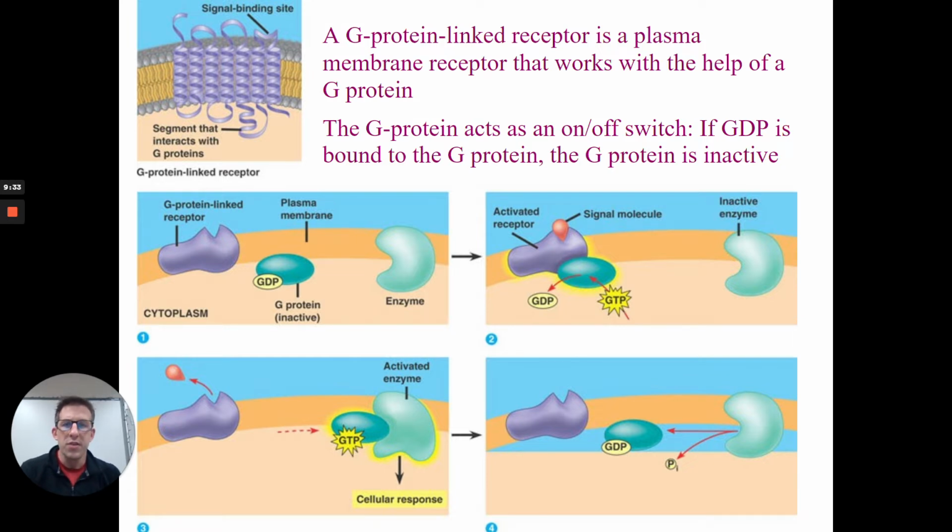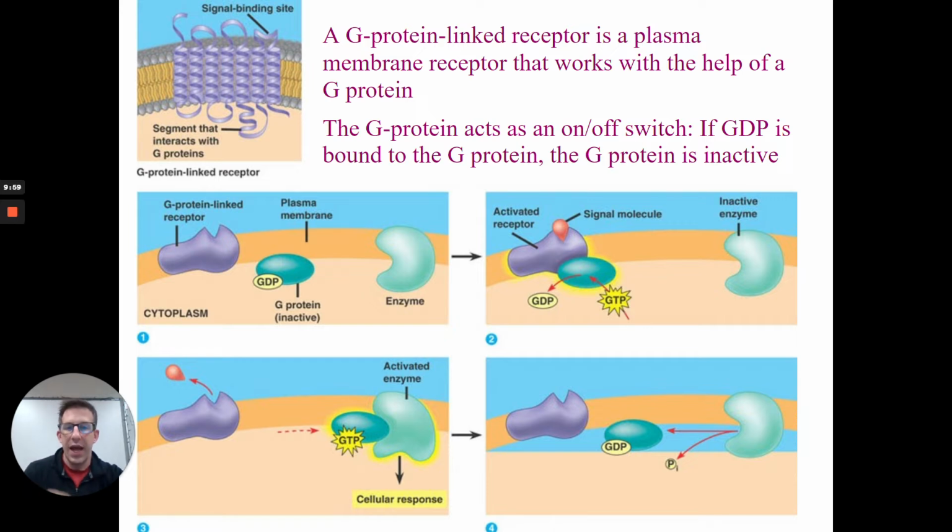Okay, so it is a plasma membrane receptor that works with the help of something called G protein. That's where we get this term G protein linked receptor. It works with the help of this green thing right here called G protein. Now, G protein acts as an on-off switch.